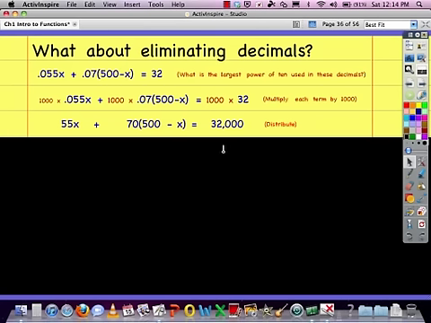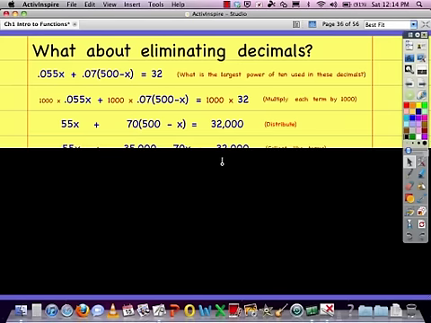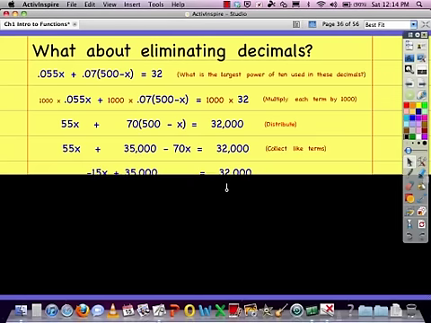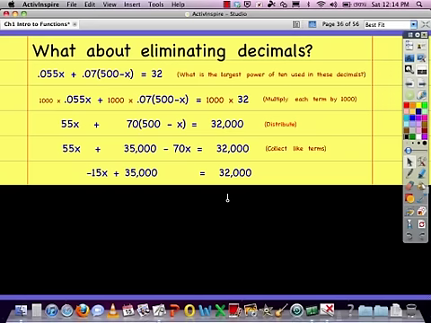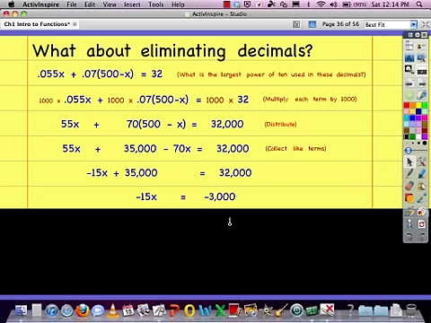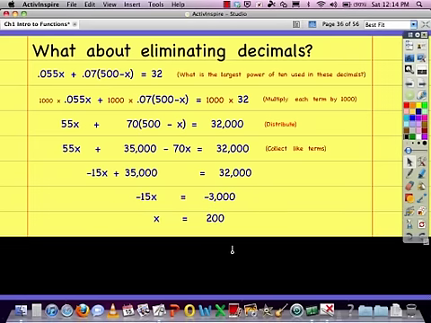So in order to solve this using order of operations, the distributing in the middle has to be done first. So 70 times 500 and 70 times a negative x should leave you with this line. Then collect like terms. You'd be at this. Move that 35,000 to the other side by subtracting. Then divide by 15, negative 15 on both sides, and you are left with x equals 200.